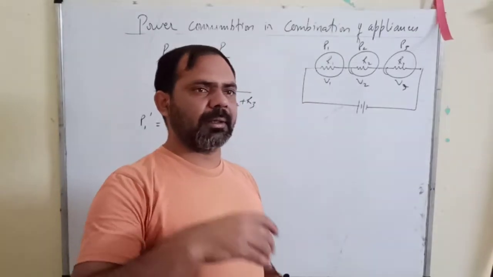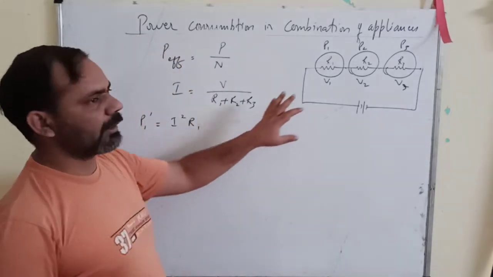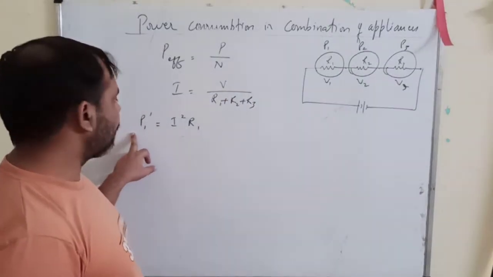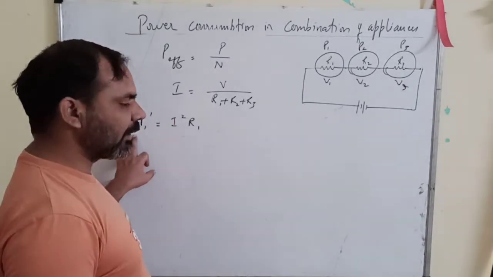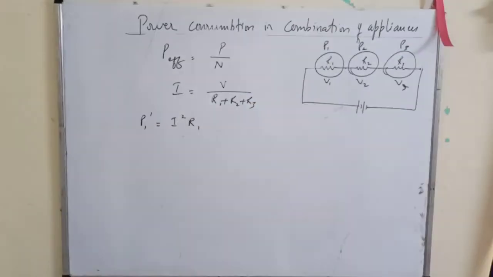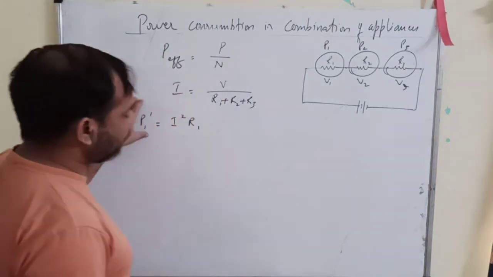That brightness, how much energy is converted by the bulb in the form of heat and light, how much work is done by the bulb. So that power is equal to I square R1. P1 dash is the power, you can say that brightness.